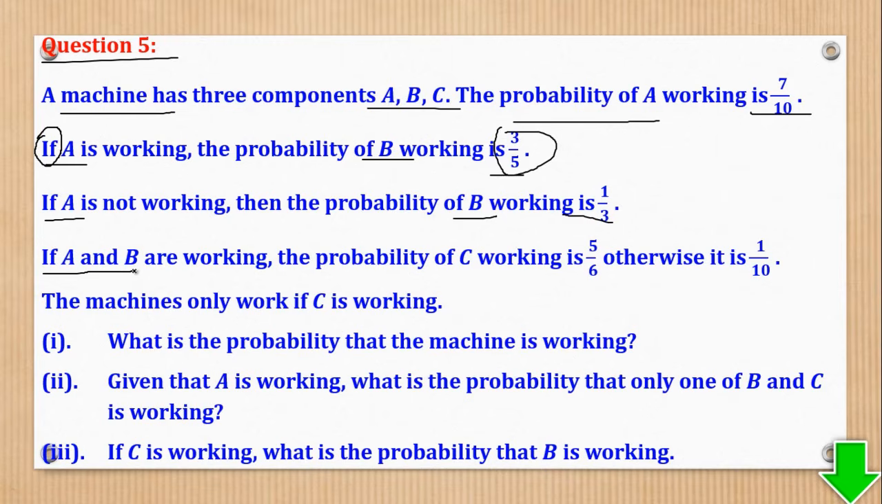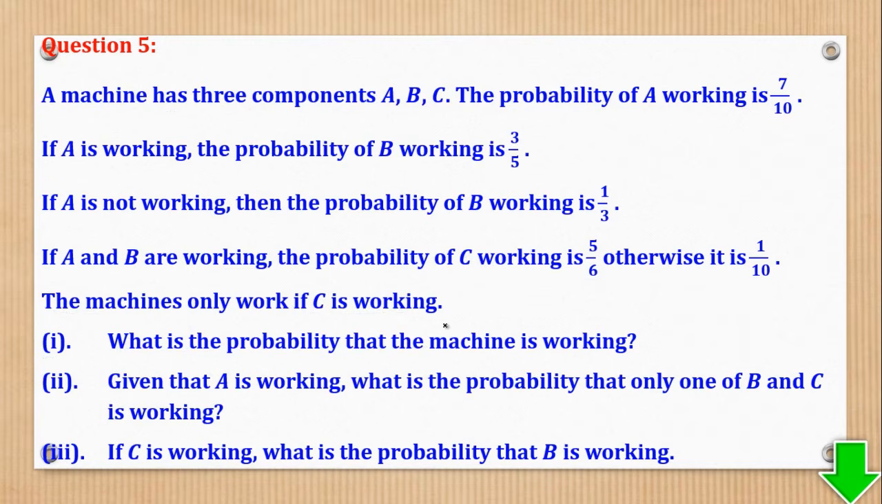If A and B are working, the probability of C working is 5 over 6. Otherwise it is 1 over 10. The machine only works if C is working. Roman 1. What is the probability that the machine is working? So in other words, they want the probability that C is working. So let's first start with the Roman 1.